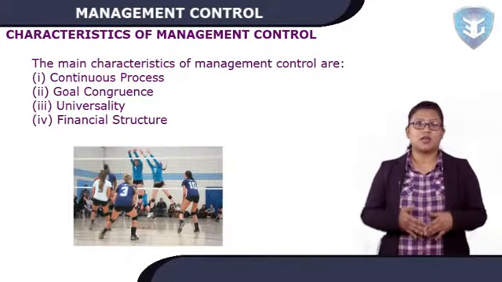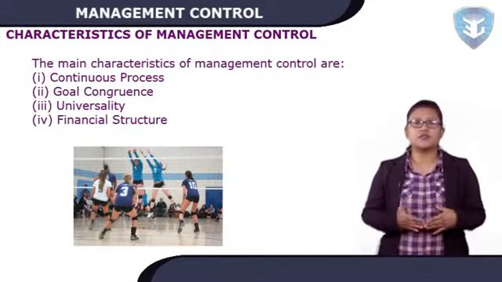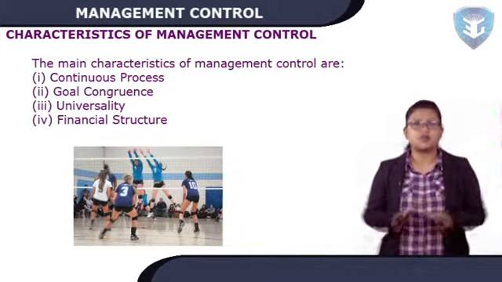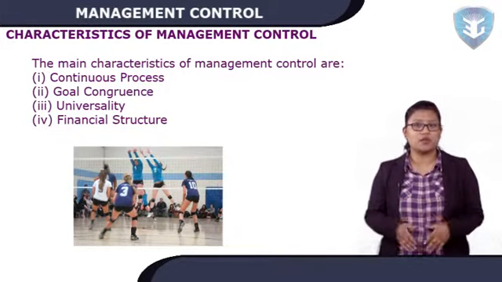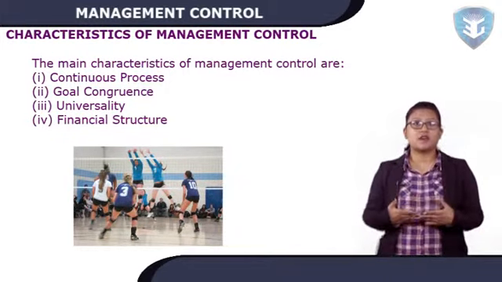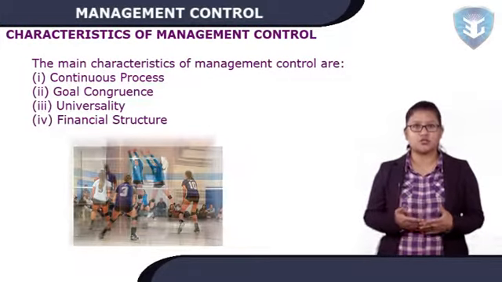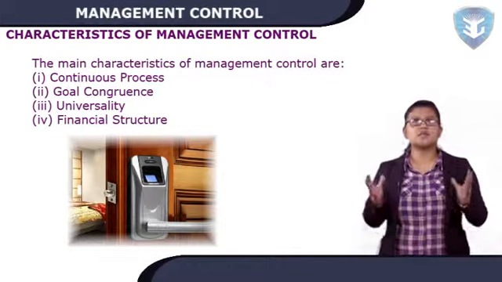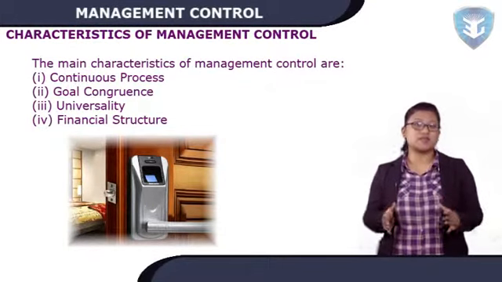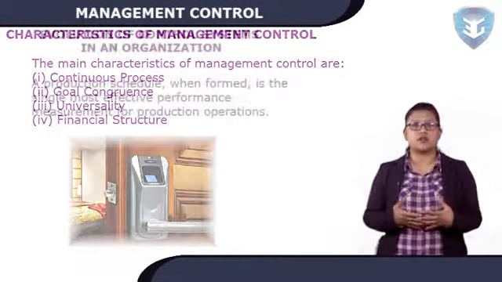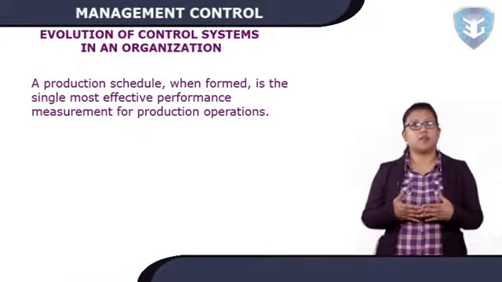Goal congruence. The purpose of management control is to encourage managers to take actions that are in the best interest of the company. Universality. The control function is required at every level of management and in every part of the organization. Financial structure. Except in rare cases, a management control system is built around a financial structure. Evolution of control systems in an organization.